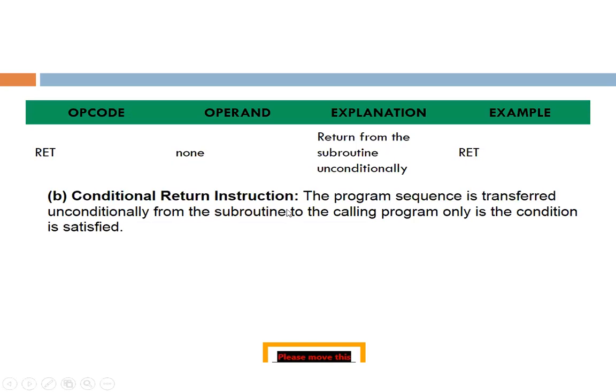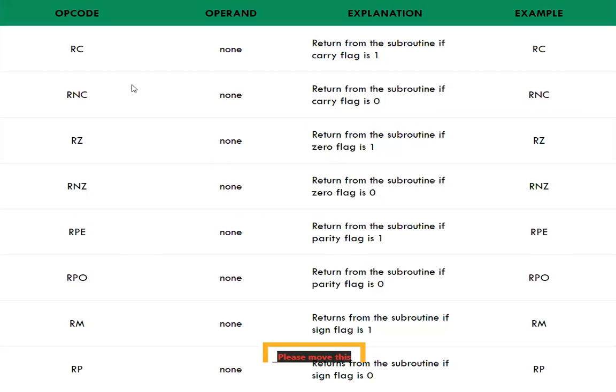Conditional return instruction. The program sequence is transferred from the subroutine to the calling program only if the condition is satisfied. Whenever the condition is satisfied, then and only then the microprocessor transfers its control from the subroutine to the main program. So all these instructions are conditional.